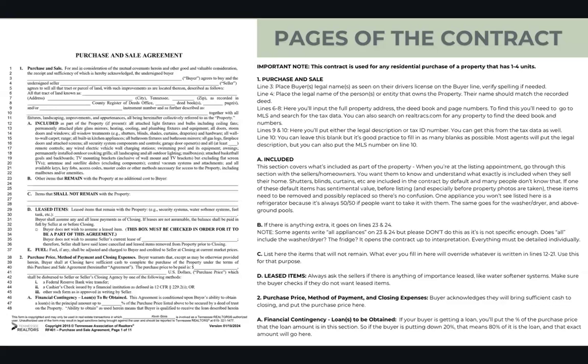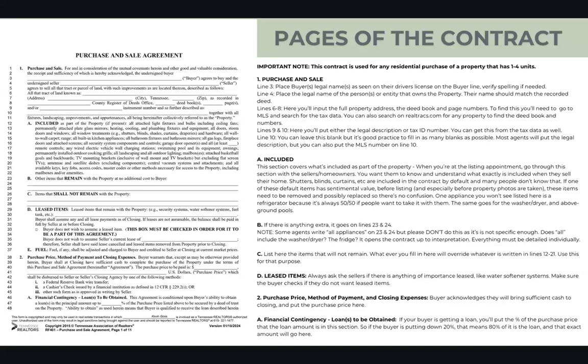In C, you're going to list the items that will not remain. So whatever you fill in here will override whatever is written in lines 12 to 21. And D is going to cover leased items. So always ask the sellers if there's anything of importance leased and make sure the buyer checks if they do not want leased items.